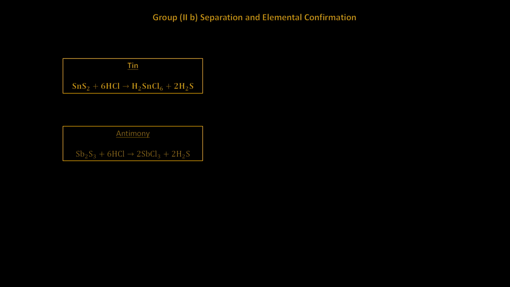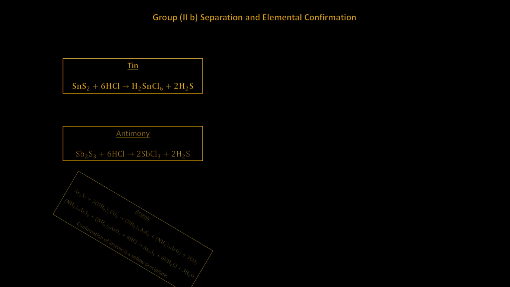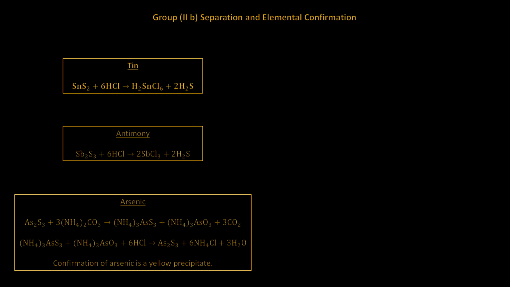The first two are in regards to the tin and the antimony. Adding the hydrochloric acid creates a product known as hexachlorostannic acid, as well as antimony trichloride, SbCl3, as shown. Adding ammonium carbonate to the residue redissolves the arsenic, leaving the sulfur, which is separated and discarded. Hydrochloric acid is then added to the filtrate to precipitate the arsenic. The yellow precipitate confirms the presence of arsenic in the sample.